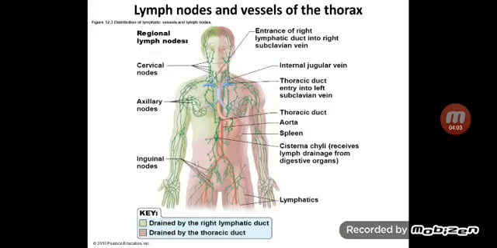The lymphatics of the thorax, lymph nodes and lymphatic vessels. We will divide it into two regions: thoracic wall and mediastinum.